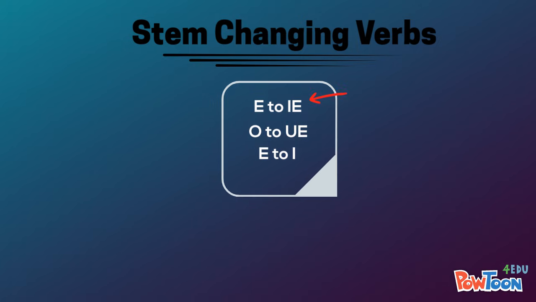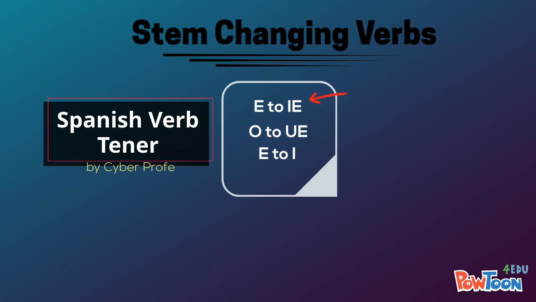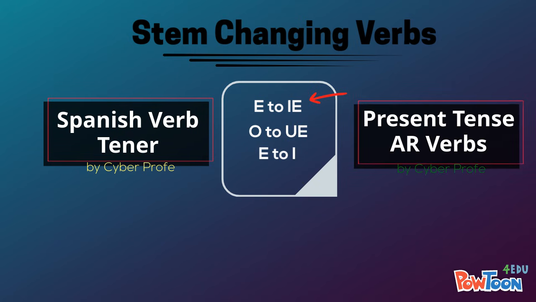Before watching this video, you can review how to conjugate tener, that's an E to an IE stem changer, or how to conjugate regular verbs in the present tense by clicking on the links in the video description.